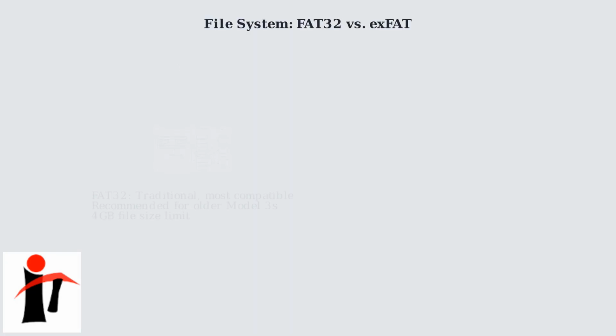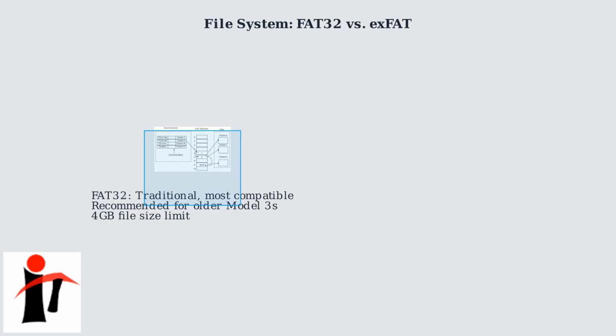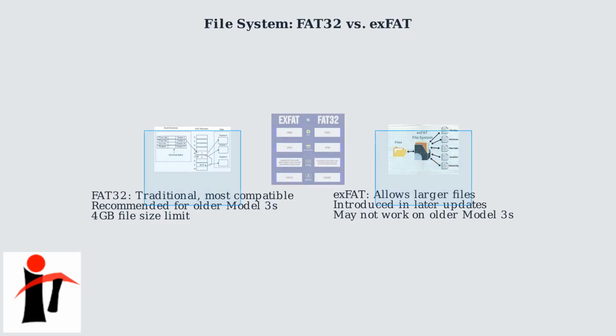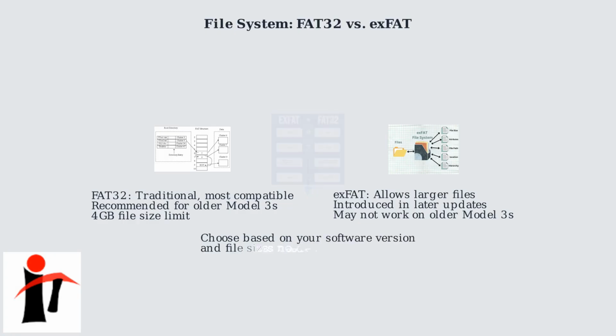Tesla Model 3 supports two primary file systems, FAT32 and exFAT. FAT32 is the traditional, most compatible option, recommended for older models, but it has a 4 gigabyte file size limit. exFAT, introduced in later updates, allows larger files but may not work on older Model 3s. Here's a comparison between FAT32 and exFAT file systems. Choose wisely based on your software version and file sizes.